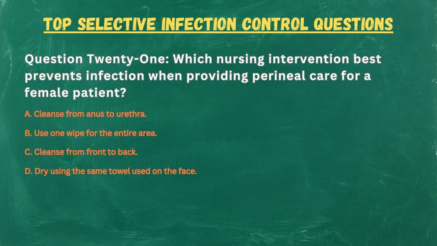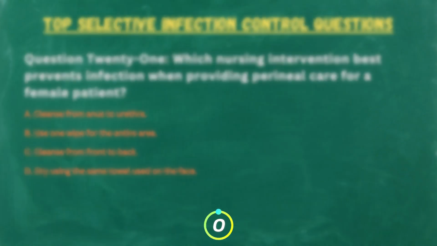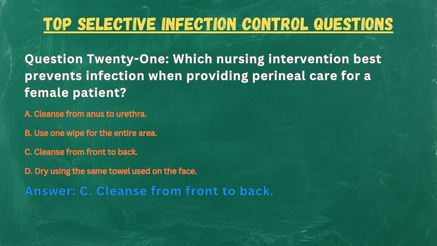Question 21. Which nursing intervention best prevents infection when providing perineal care for a female patient? A. Cleanse from anus to urethra. B. Use one wipe for the entire area. C. Cleanse from front to back. D. Dry using the same towel used on the face. Answer. C. Cleanse from front to back.